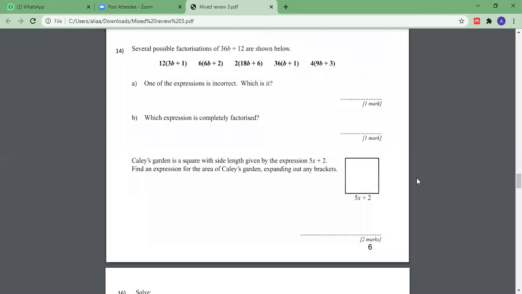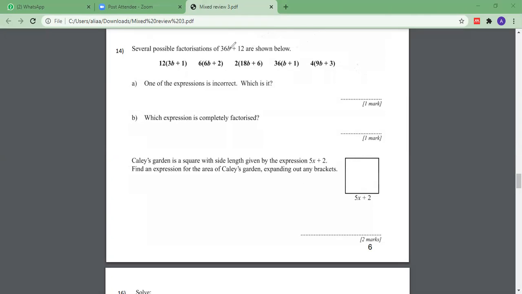Okay, let's see question 14. Which of these is the factorizing suitable? Several possible factorizations are shown. Okay. 36b plus 12. They are both in table 6, and they are both in table 2, and they are both in table 3. Okay, let's see.